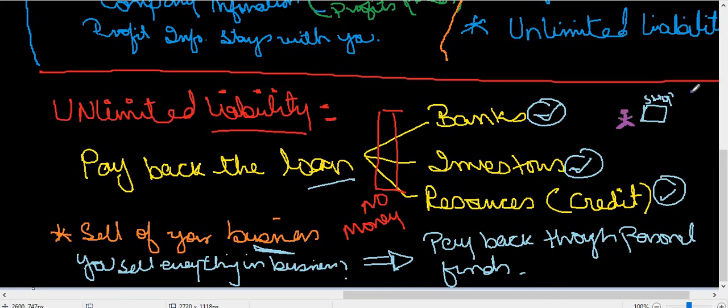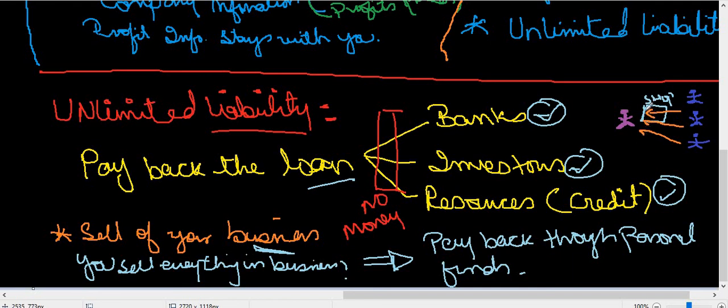And these are banks. This guy is a bank manager. This guy is the investor. This guy is the guy who has given you money on loan. I mean, he's given you a few things on credit, a few resources on credit. So now they have invested. They've given money to you for the business.